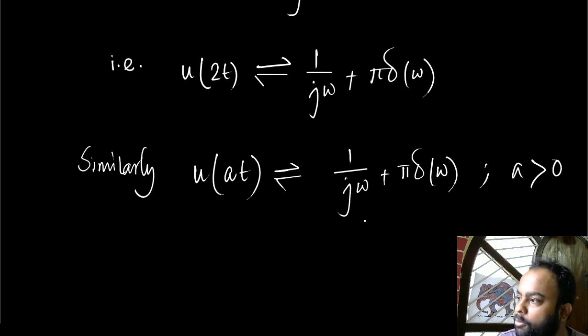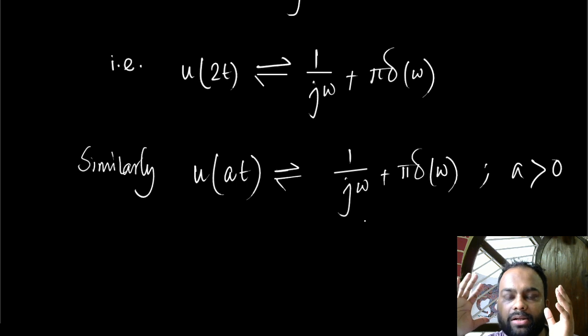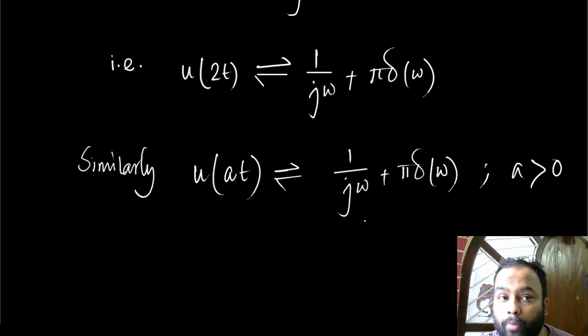Why is the Fourier transform not making any distinction between these two signals? As far as the Fourier operation is concerned, as far as the constituent sinusoids are concerned, ut is identical to u2t, u3t, u4t, u5.5t, 6.6t, whatever, as long as a is a positive quantity. Yes, absolutely. For the time reversal, it would just have a minus sign, but the result would be very similar here.